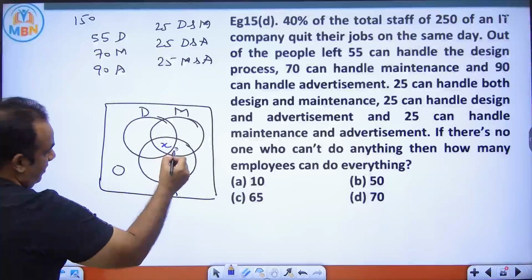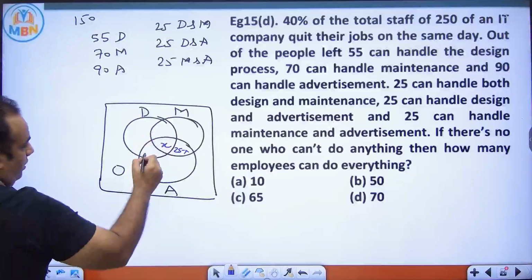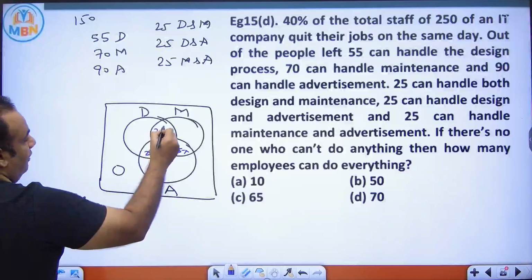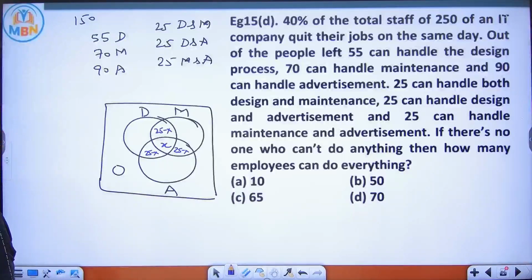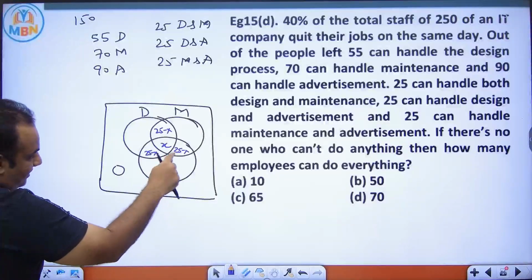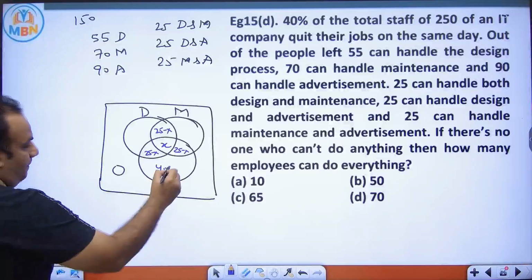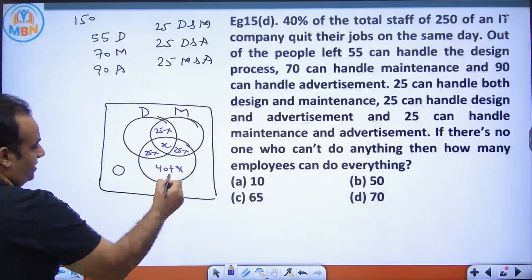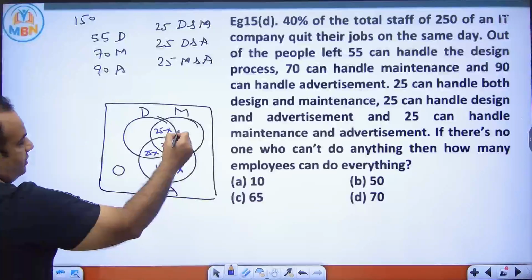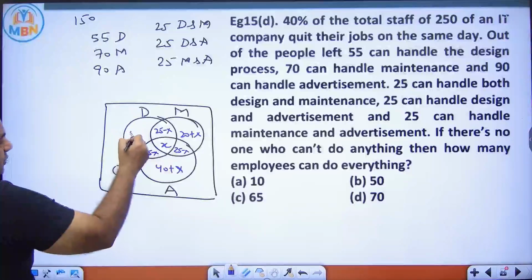If this is X, this is 25 minus X. This is also 25. D and A is also 25. So this is 25 minus X. D and M is also 25. So this is 25 minus X. Now, complete A is 90. So you have to subtract these 3 values from 90. So what you will get? 40 plus X. Now you want this complete M to be 70. So this is 20 plus X. This is 55. So this is 5 plus X.